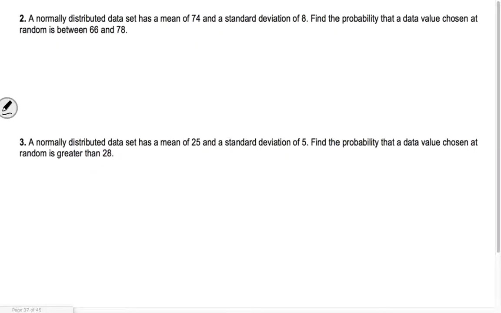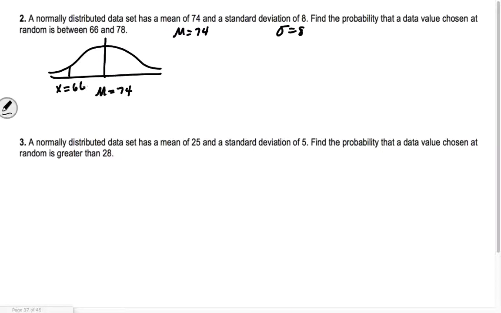All right, so let's try some random questions here. It says, a normally distributed data set has a mean of 74 and a standard deviation of 8. Find the probability that a data value chosen at random is between 66 and 78. So we sketch it out. Our mean is 74. Our standard deviation is 8. And we're finding our probability that we're between 66, which is going to be on the left-hand side, and 78, which is on the right-hand side. And then we're shading in between.